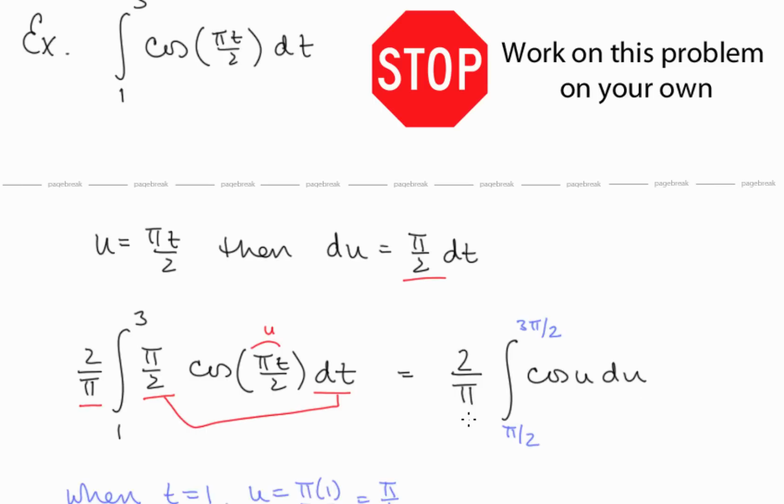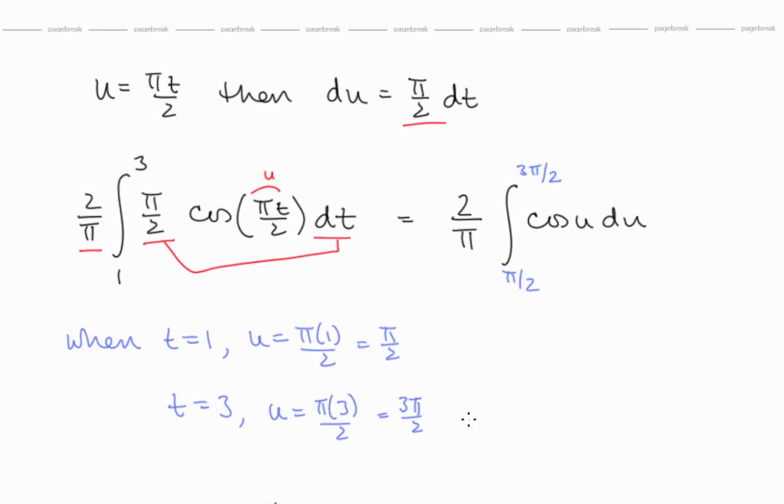And again, we have to change our bounds to be bounds on u. So when t is equal to 1, what does u equal? Well, u is equal to pi t over 2, so it's pi times 1 over 2, pi over 2. And so our lower bound for the integral on u is pi over 2. And when t is equal to 3, we have u is equal to 3 pi over 2. And so the upper bound here is 3 pi over 2.